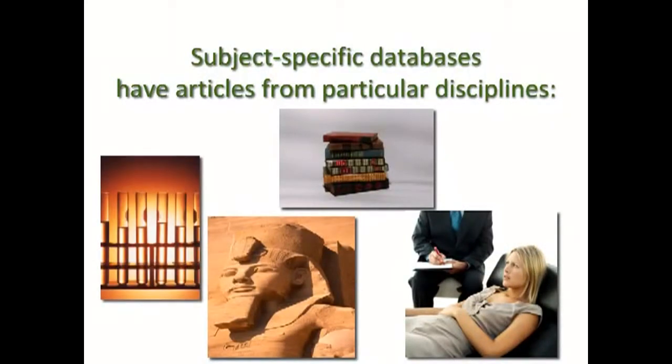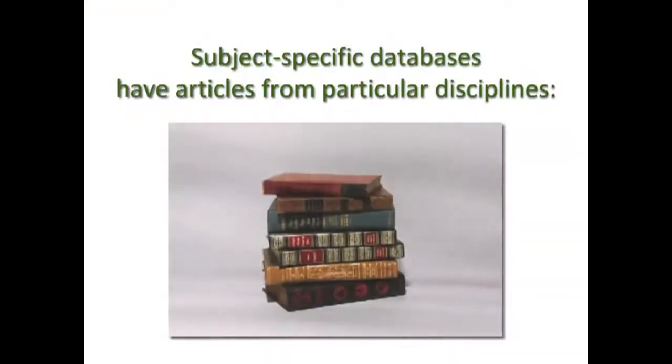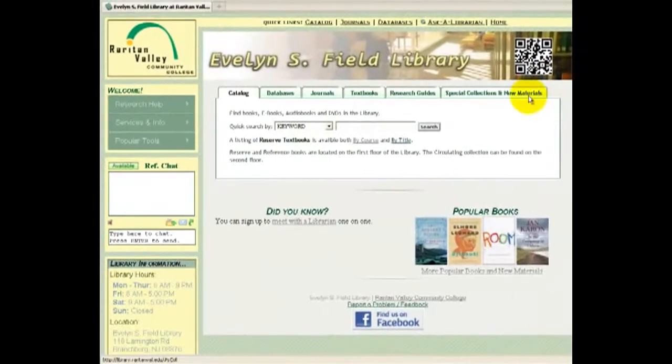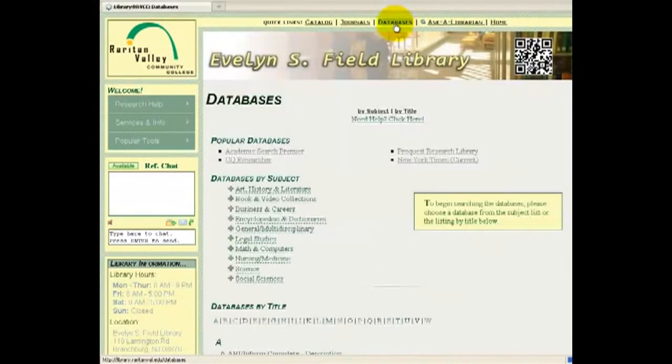A subject-specific database will include information related to a particular discipline. A literature database, for example, will focus on articles that are specifically about literature. These databases are a great place to look when you want to find articles that look at a topic from a particular perspective. To find a database for a subject, click Databases from the quick links at the top of the library homepage. The databases are grouped by subject here.